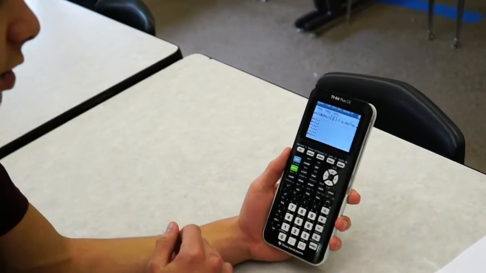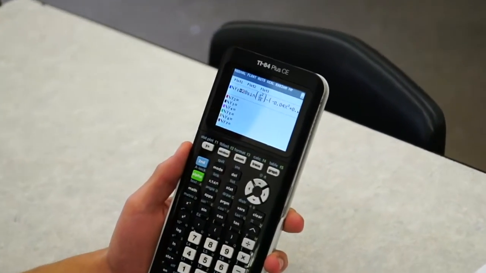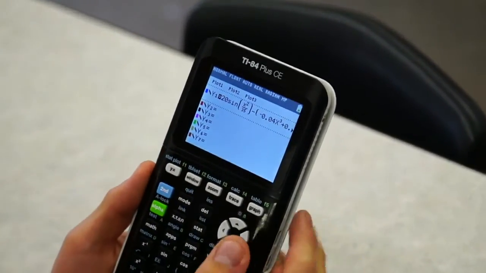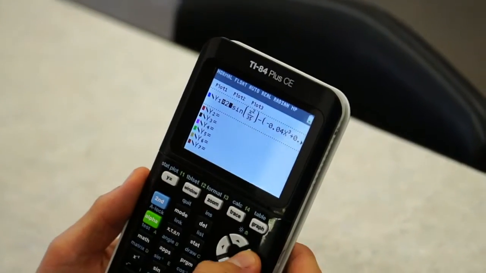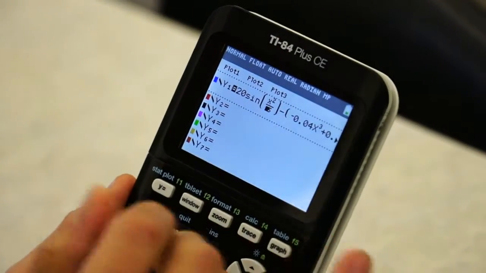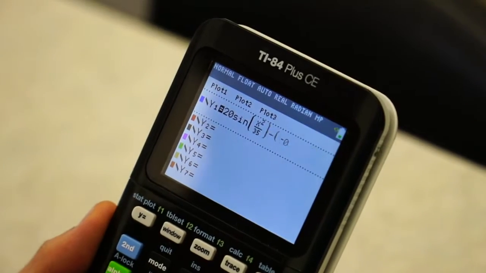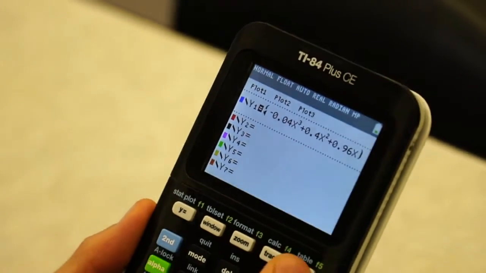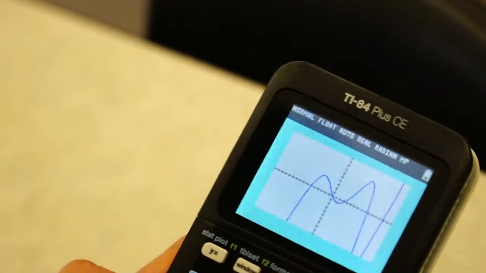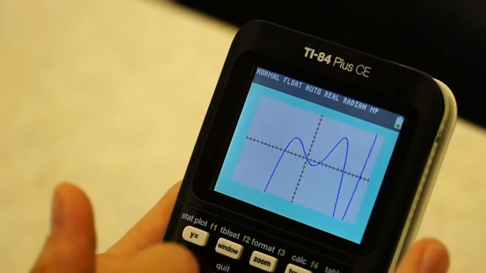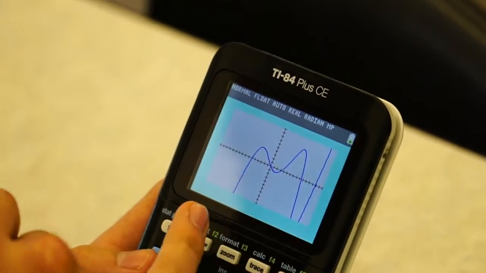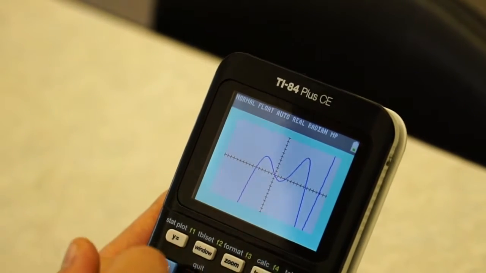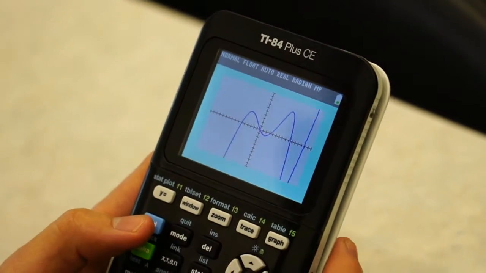So after we put the derivative of our function into our calculator, as you can see, it's in right here. This is just r of t minus d of t. After you put that into your calculator and you go to your viewing window, you can see that this is the graph of our derivative, and we know that the critical points are going to be when the graph of the derivative is equal to 0, and also the 2 endpoints of our interval.